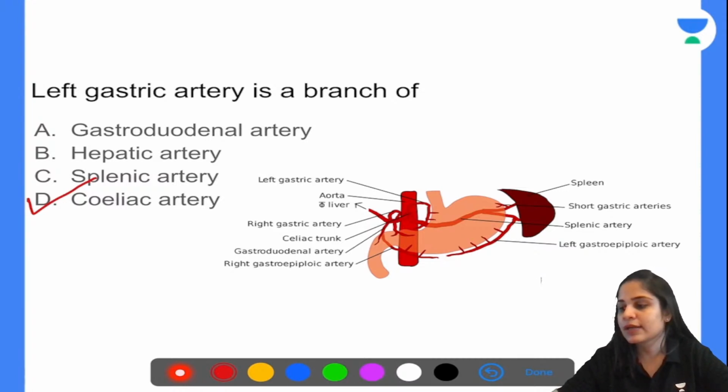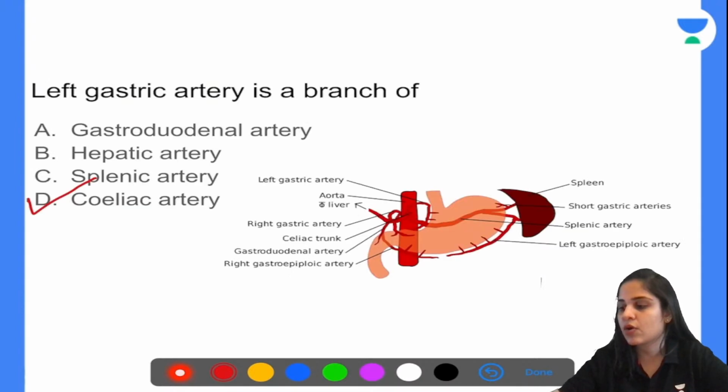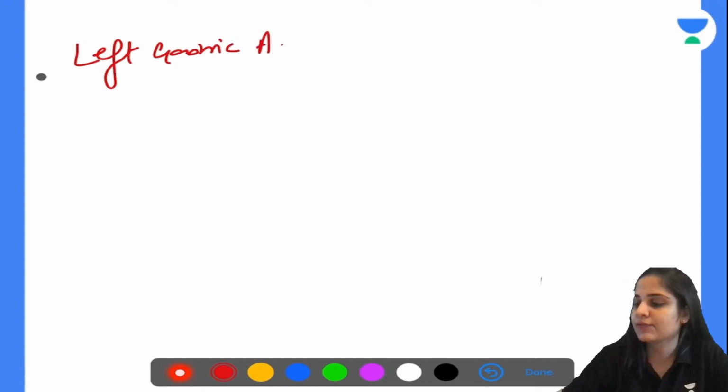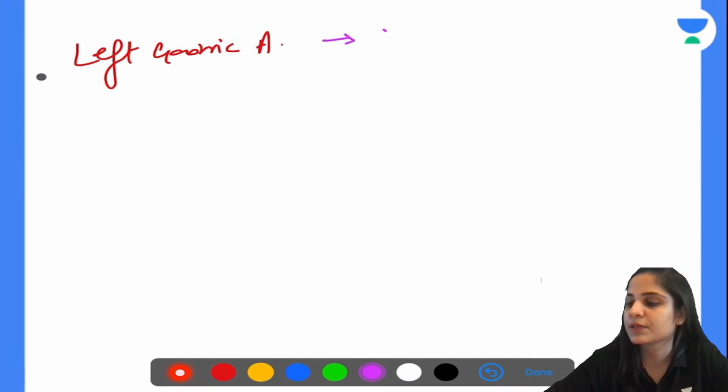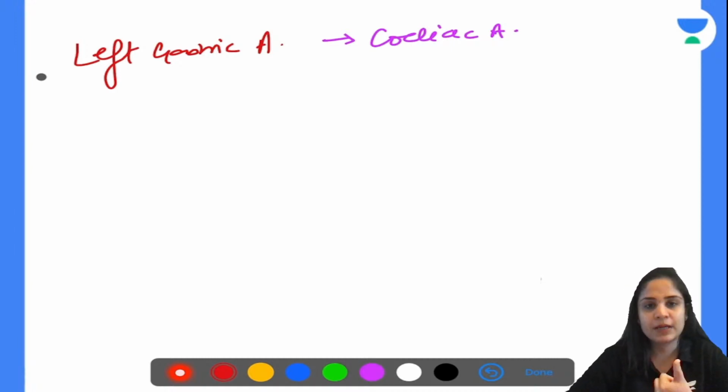Okay, so now let's have a look at all the blood vessels that are supplying the stomach, and where do they arise from? You have to know the names and where they arise from. So first we'll be doing arterial supply: the left gastric artery arises from the celiac artery. Along with me you can also revise where all the blood vessels are coming from.